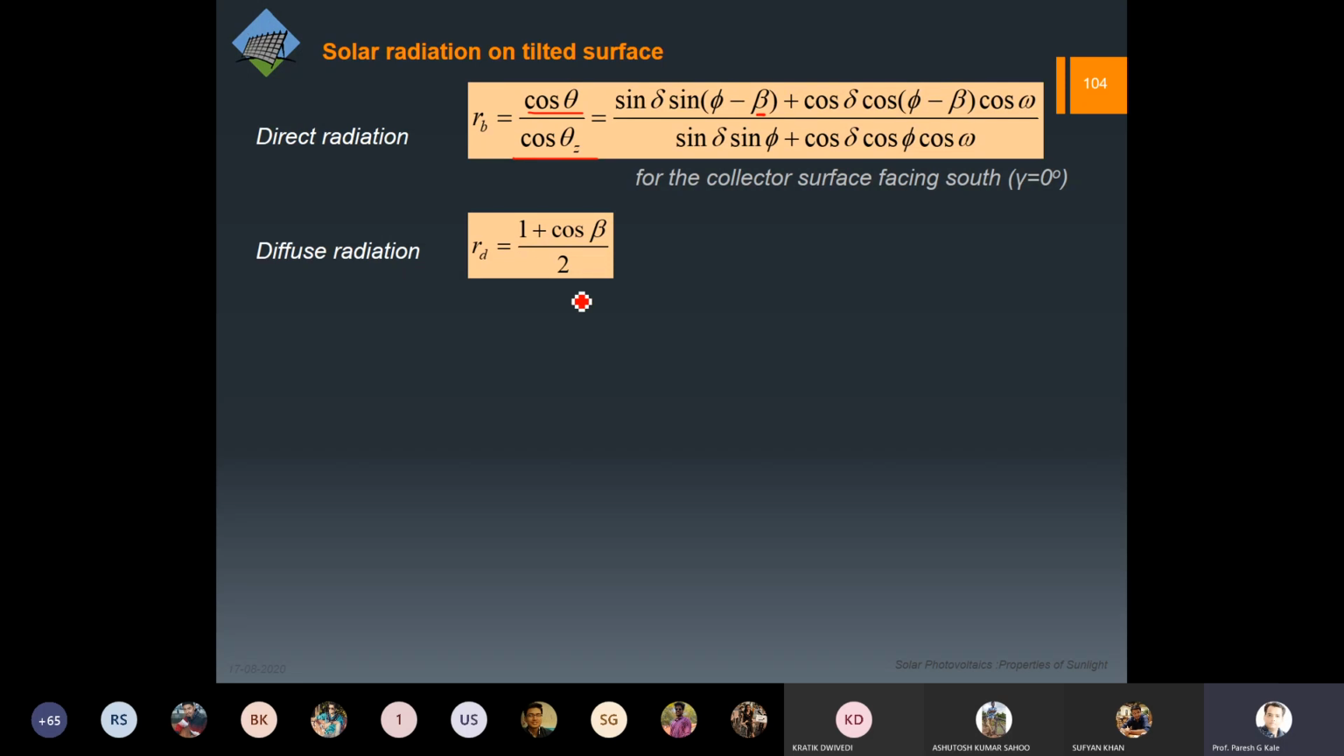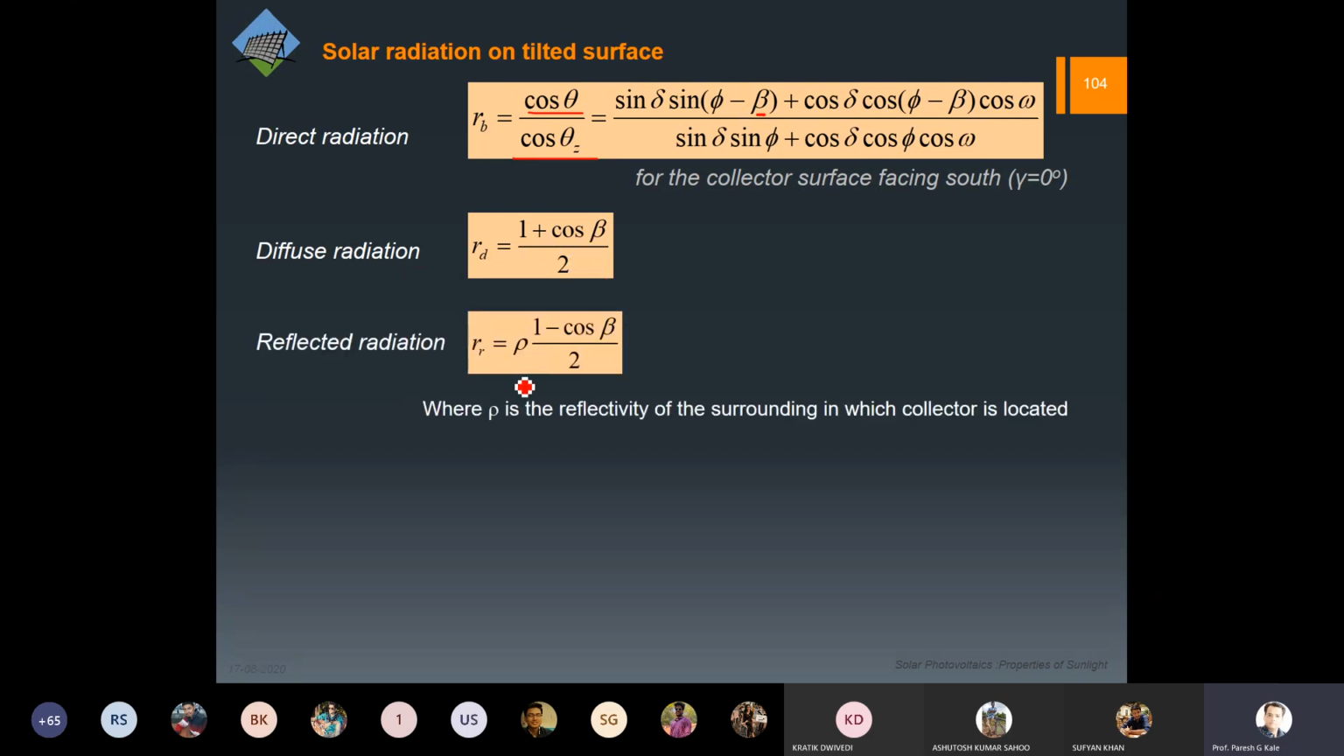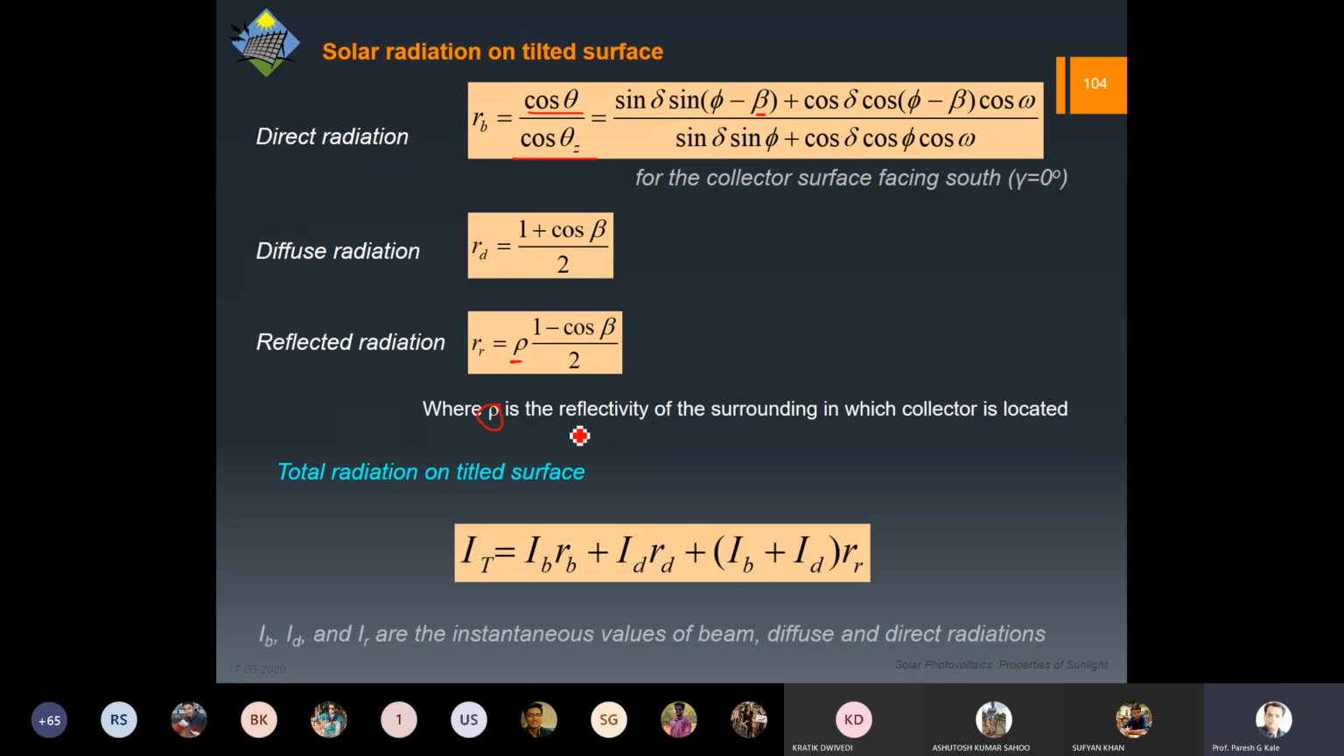So this diffuse radiation factor can be (1 plus cos beta) by 2, and then reflected, that is the albedo. Albedo can be this rho into (1 minus cos beta) by 2. This rho is the property of, let us say, the land surface. It is how much reflectivity the surrounding, or let us say the land, has. And then ultimately we want the total radiation which is on the tilted surface. Now it will be the addition of all these three.